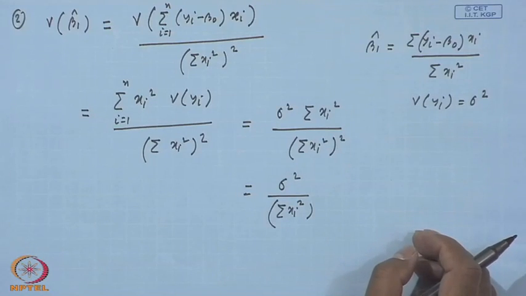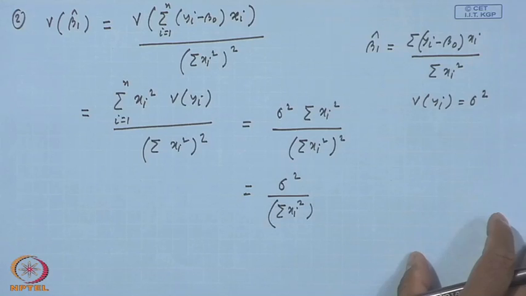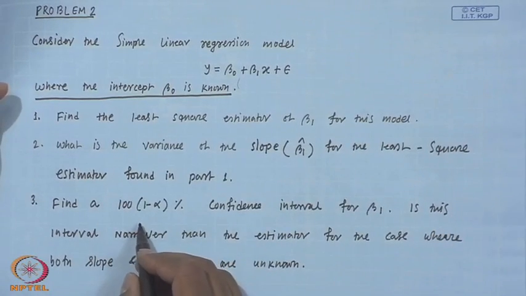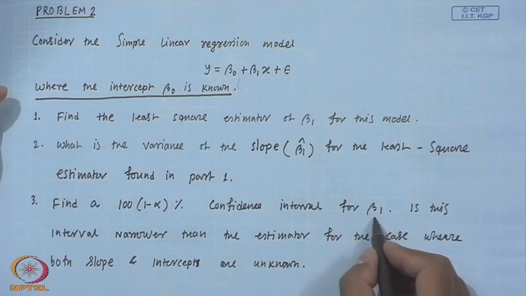So, this is the variance of beta 1 hat. Okay. And then the third problem was, you find a confidence interval for beta 1. So, the last part was to find a confidence interval for beta 1. Okay.